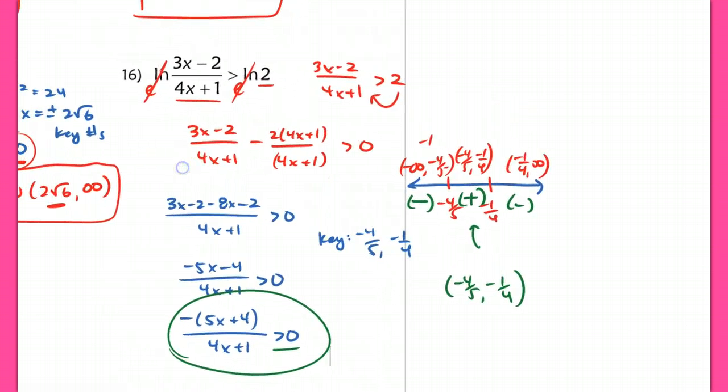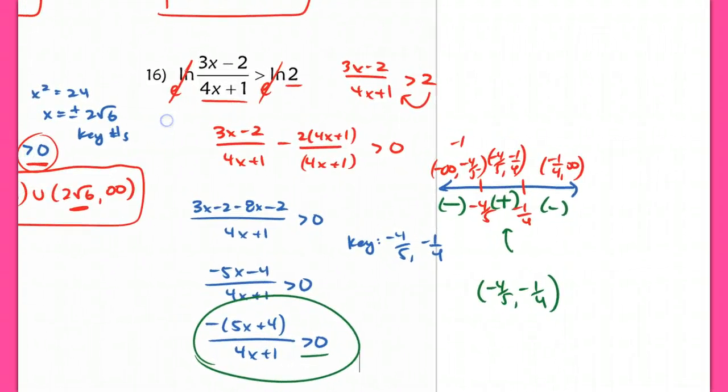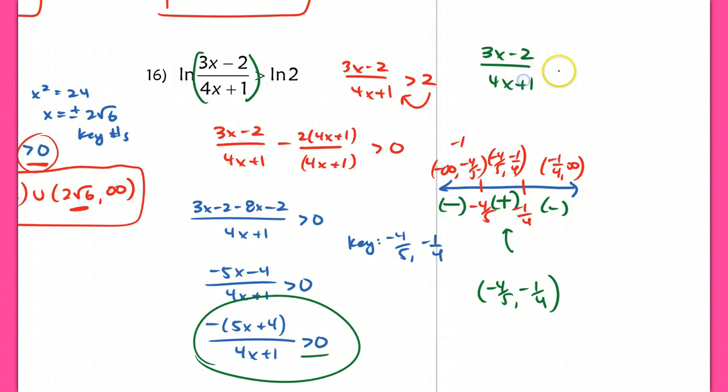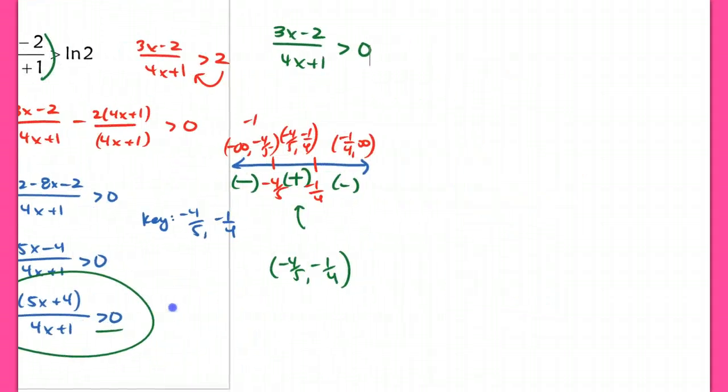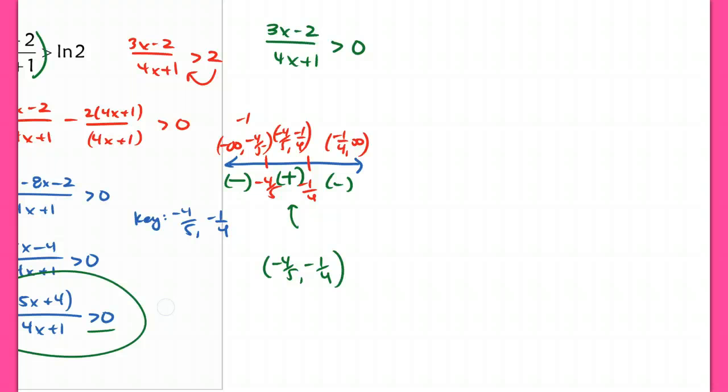However, let's go back to our original log function here. That input, 3x minus 2 over 4x plus 1 has to be greater than 0. So now I have to test here as well. So let me show you guys what you want to look for now. So to find the actual domain of this function, I need to find your key numbers here. Your key numbers here are going to be 2/3 and -1/4 again.